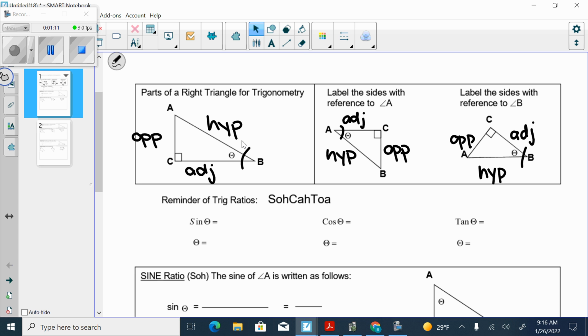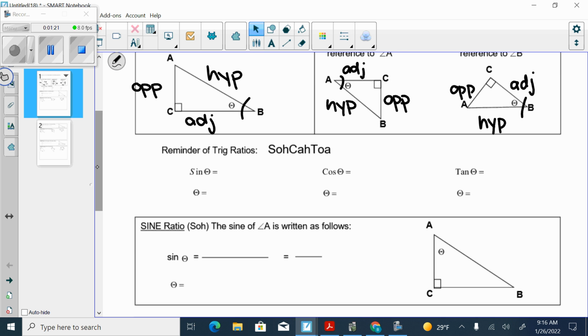Okay. All right, and we learned this little acronym right here, SOHCAHTOA, to help us remember what order we set up our ratios in. So, for sine, what's our ratio? Good. Okay, for cosine, what's our ratio? Good. And for tangent? Very good.